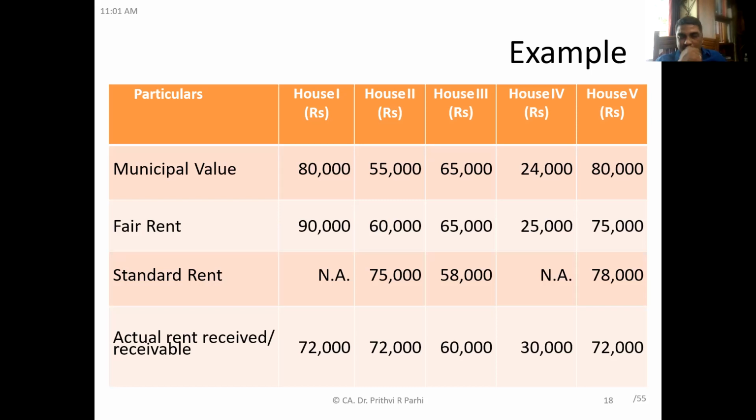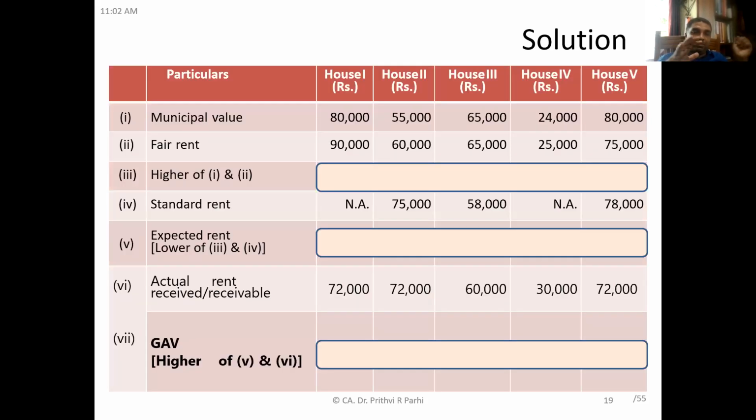We have to compute gross annual value. Are all of you ready? Now, I am providing you the format in which you are going to solve. First, take municipal valuation, it is given to you. Fair rent is given to you. And you're aware you have to take the higher of these two. Tell me the figures.